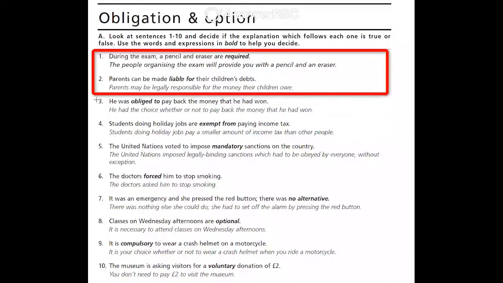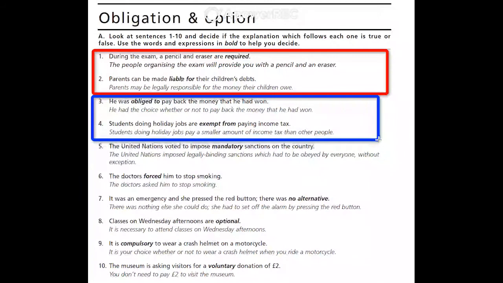All right, now we're going to look at 3 and 4. 3 says he was obliged to pay back the money that he had won. And the meaning, he had the choice whether or not to pay back the money that he had won. Number 4, students doing holiday jobs are exempt from paying income tax. Does that mean that students doing holiday jobs pay a smaller amount of income tax than other people?